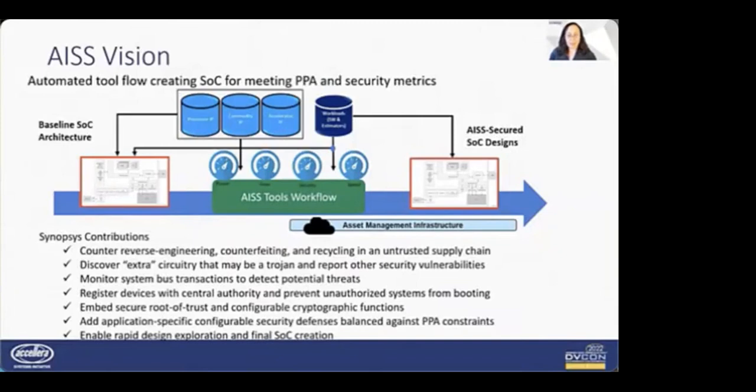Another aspect is the IPs. In the AISS approach, SoCs are composed of configurable IPs, which are maintained in a repository that maintains their integrity. Devices that can prove their authenticity are registered with a cloud-based asset manager, permitting various types of tracking and analysis. This tool flow enables the designers to quickly consider multiple system architectures that meet their design and security intent before making final architecture decisions.